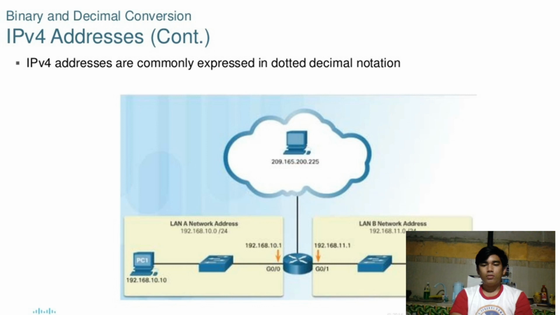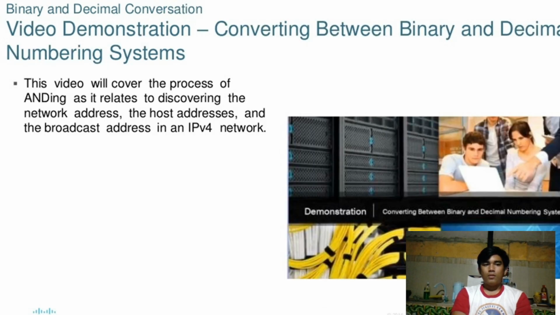Another picture, see it. There's a LAN A network address and a LAN B network address. Converting the binary numbering system. This video will cover the process, and it relates to discovering the network address, the host addresses, and the broadcast address in IPv4.